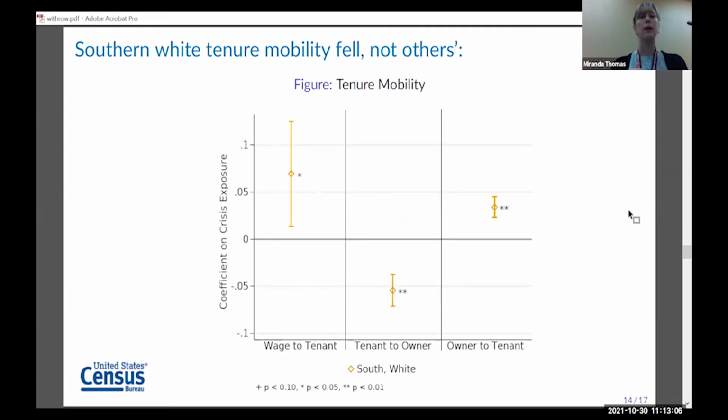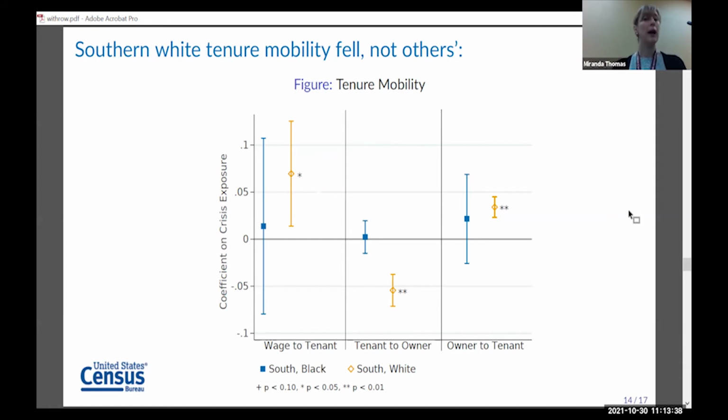The first thing that I find is that there is significant bottlenecking at the tenancy level among Southern white farmers. This is a coefficient plot that shows that a 1 standard deviation increase in crisis exposure led to the share of white Southern farmers rising from wage worker to tenant to increase by about 7 percentage points. The share that were able to rise from tenant to owner decreased by about 5.4 percentage points, and the share that fell down the tenure ladder from owner to tenant increased by about 3.4 percentage points.